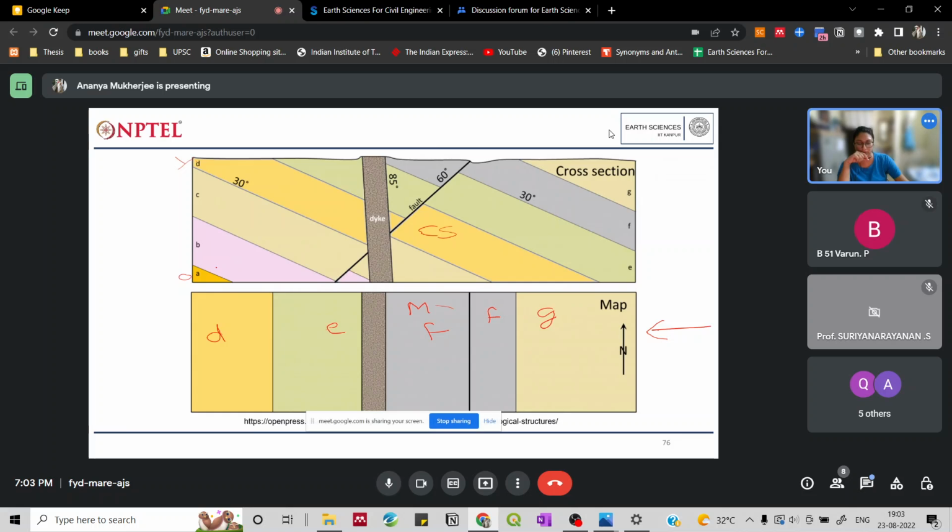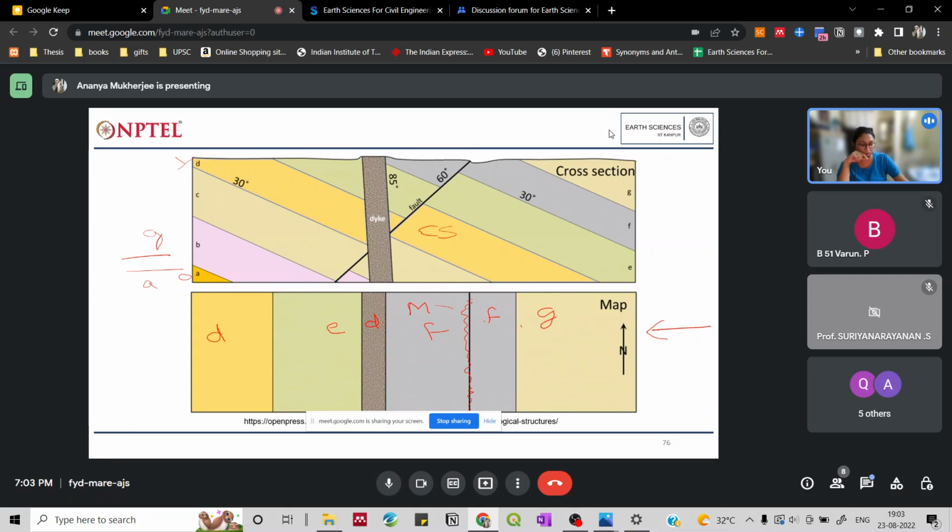If this were horizontal, A would be the lowest and G would be the topmost rock layer. Now when you're walking across, you encounter G, F, then F bed again, and then there is a discontinuity on top, which is the fault plane. Then you see the dike, then again you see E bed and D bed. So this is the fault plane you have mapped.